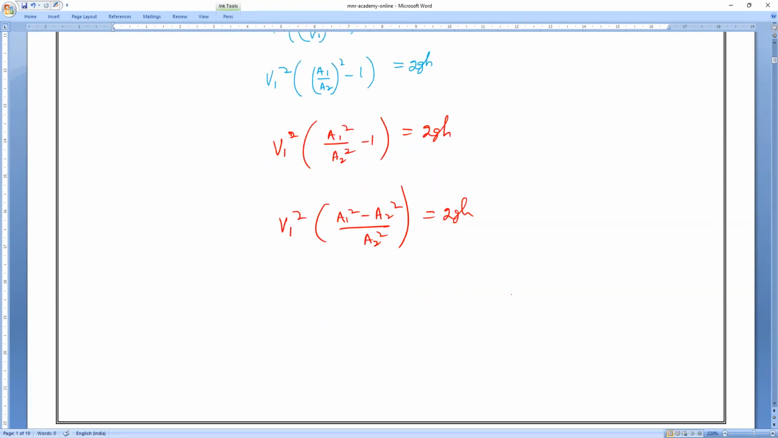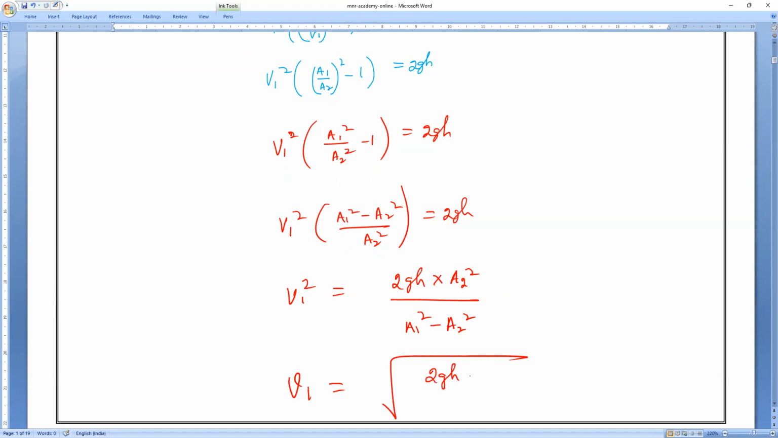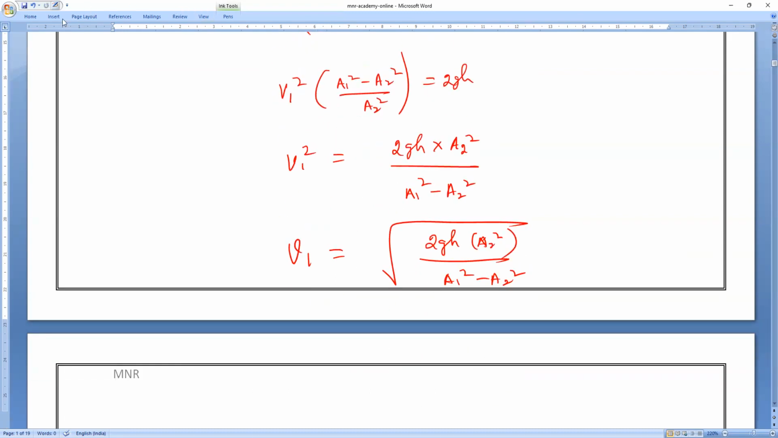Now I want the V1 square formula. Anybody can tell the V1 square formula? V1 square is equal to, A2 square will come this side, it will become 2GH into A2 square divided by, this one is multiplication, will come this side, it will become division. So now from this, V1 is equal to root over 2GH into A2 square divided by A1 square minus A2 square. So this square is applicable for both. So A2 square and root will get cancelled. So I'll write the answer: A2 into root over 2GH divided by A1 square minus A2 square.